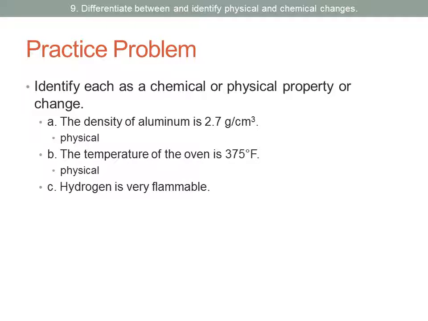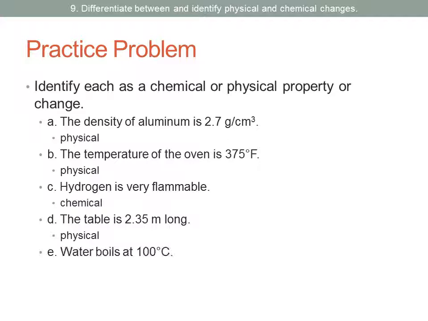Hydrogen is flammable. Well, if something's flammable, that means it burns. And if something's burning, it's certainly changing identity. So this is a chemical property of hydrogen. The table is 2.35 meters long. That's a physical property. We can take that measurement without changing the identity of the table.